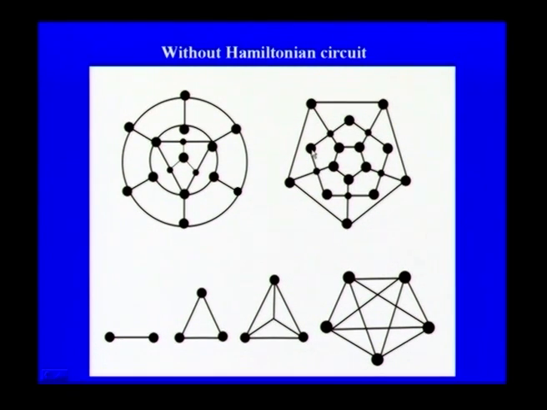For example, if you take this vertex, it is of degree 2 and every vertex has to be present in the Hamiltonian circuit. So, you have to consider this edge, you have to consider this edge also. Similarly, for this vertex, you have to consider this edge and this edge. Like that for this vertex and this vertex. That is, you have to include all these edges.